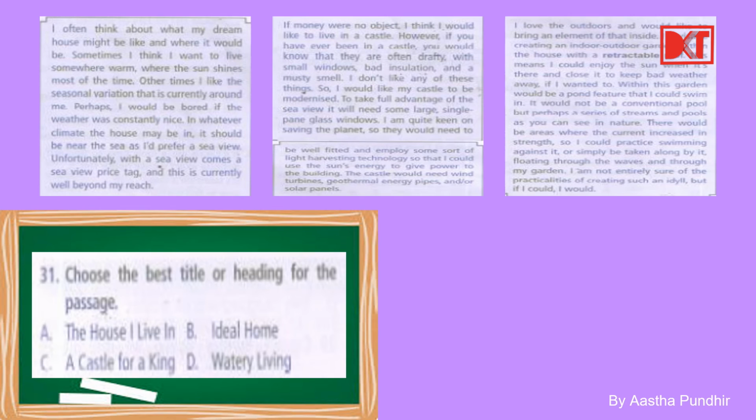Alright, here. Choose the best title or heading for the passage. The house I live in, ideal home, a castle for a king, or watery living. This one's pretty easy because the one that seems the most appropriate is B. The ideal home. Here this person is talking about the ideal home. So B.